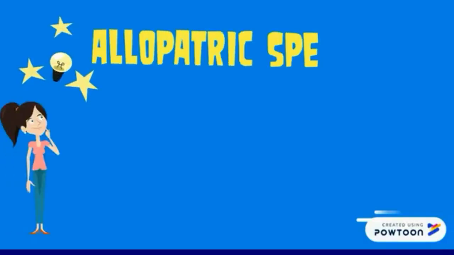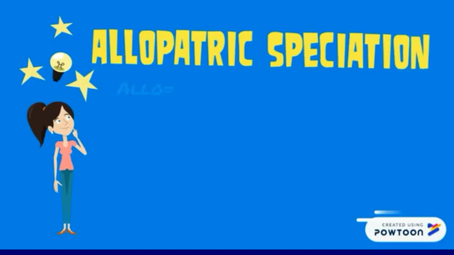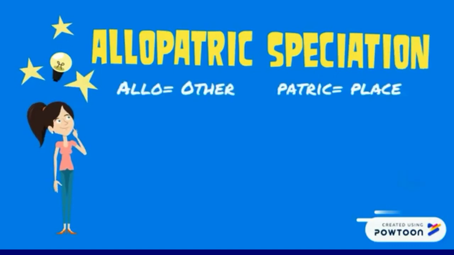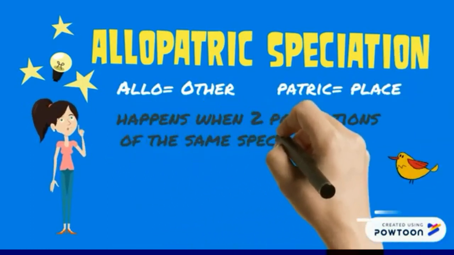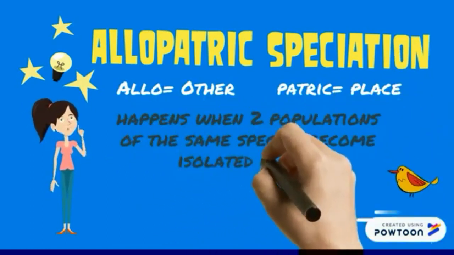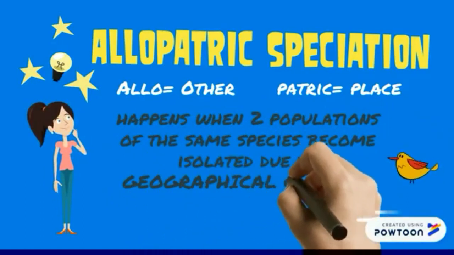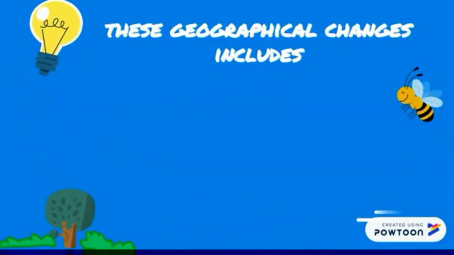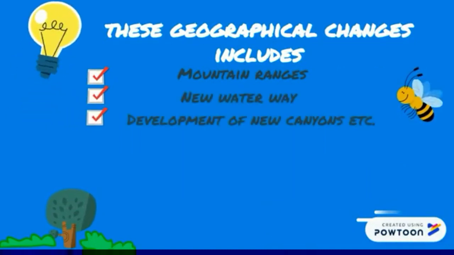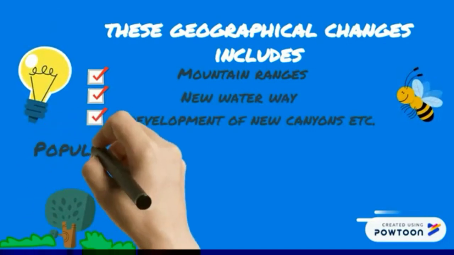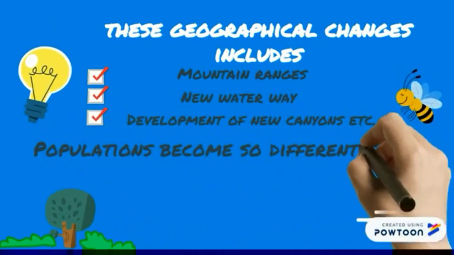Allopatric speciation. In allopatric speciation, two populations of the same species become isolated from each other due to geographical changes. These geographical changes may include the new formation of mountain ranges, new waterways, and canyons. Members of the population become so different to the point that they cannot breed with each other.